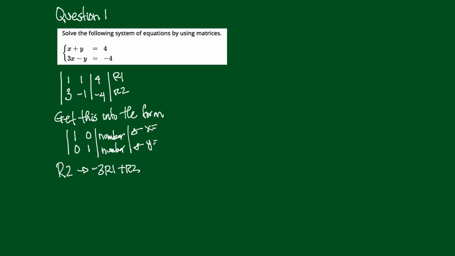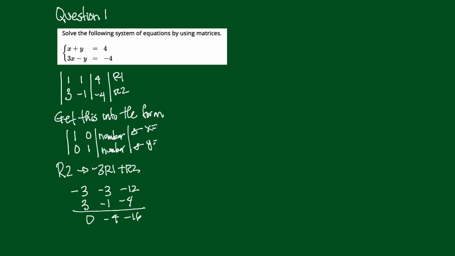Now here's what -3 times row 1 looks like. So just row 1 up here, multiply everything through by -3. So I'll get -3, -3, -12, and here is row 2. Row 2 is 3, -1, -4. So just add these together. We'll get 0, -4, -16.